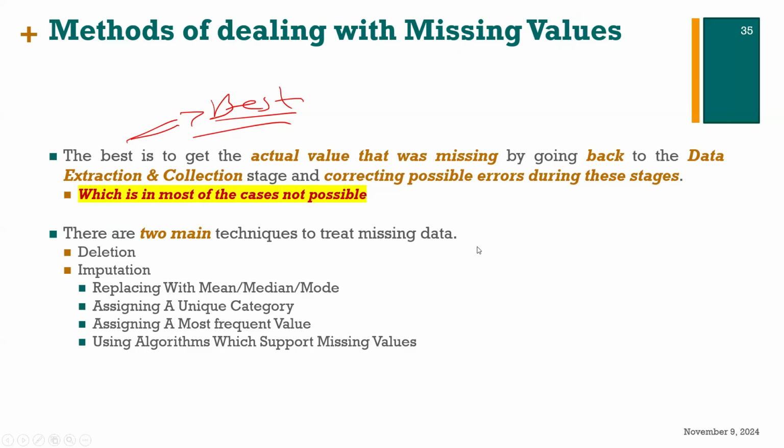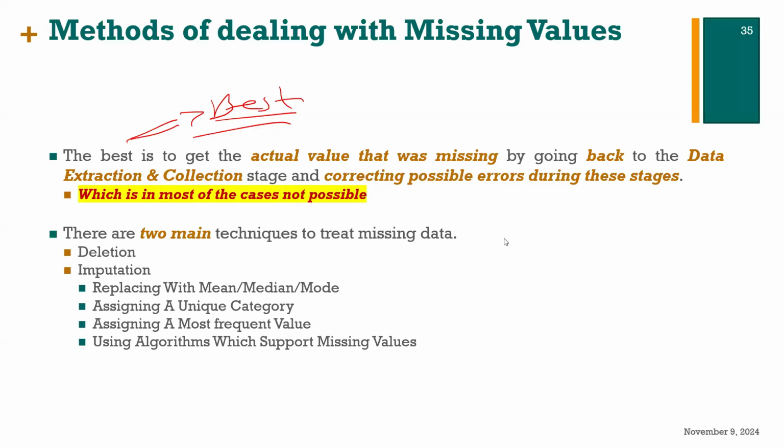When we have missing value, and going back to the source is not a possibility, then how do we solve the problem? There are two main techniques to treat missing data. Two major techniques. The first one is deletion. So you delete the data that is missing, and there are two ways to do this.